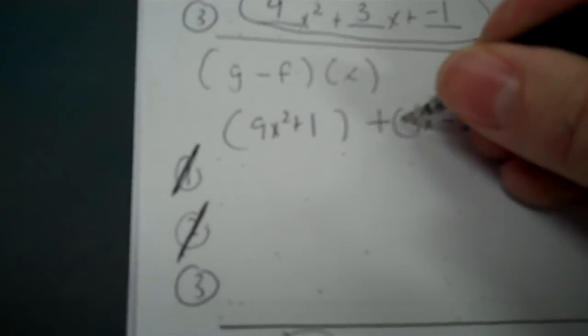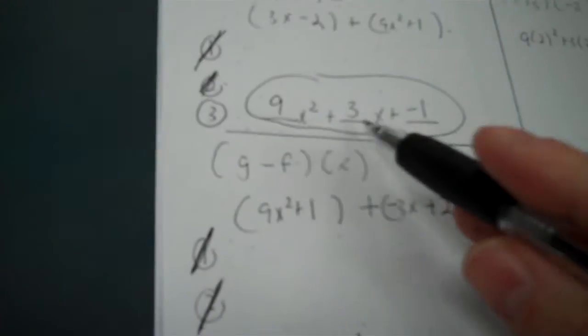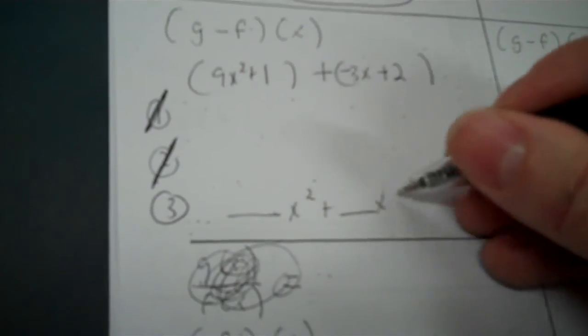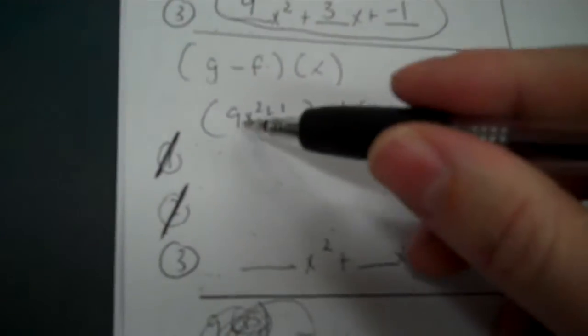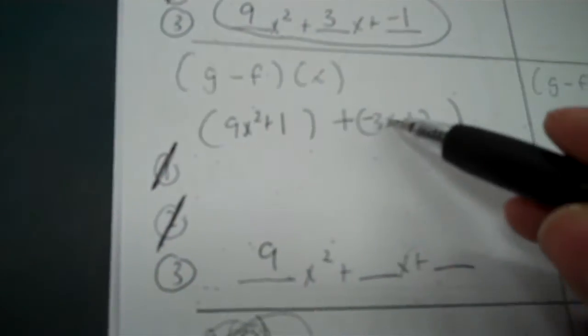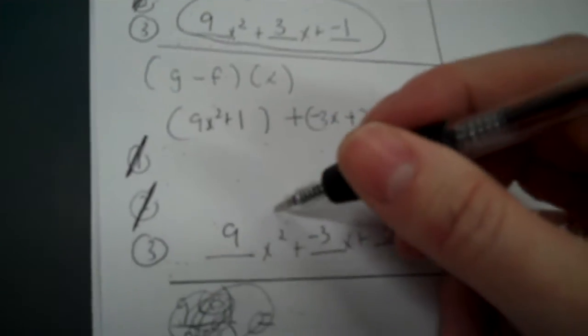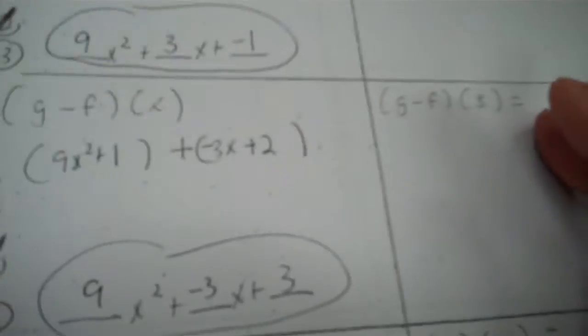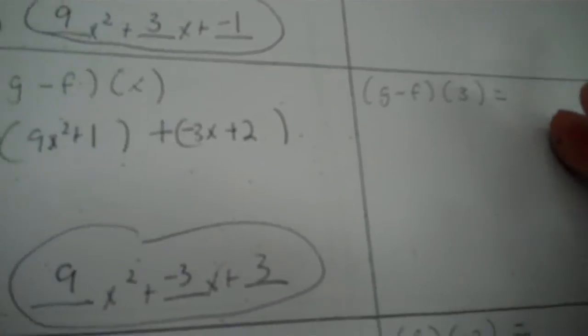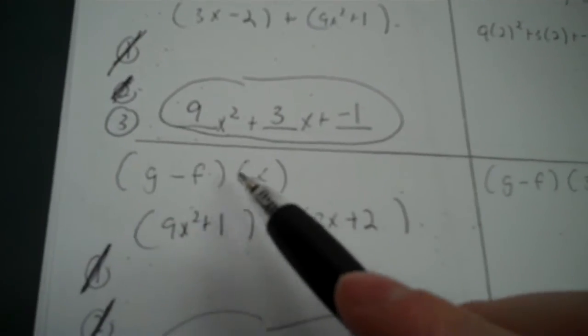Now, combine like terms. Before we do that, we make that plus, and the 3 goes negative, and the 2 goes positive. So I've got the same thing going on. It's only going to differ just slightly from what I got up here. So 9x to the second, and then we got negative 3x, and then 1 plus 2 gives me 3. Okay, and that's what g minus f of x is equal to.